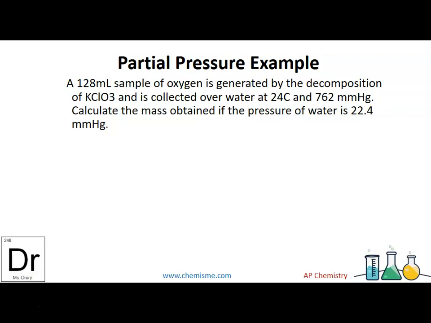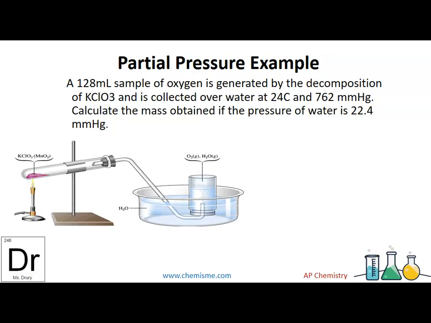Here's another case of partial pressure. A 128 milliliter sample of oxygen is generated by decomposition of KClO3 collected under water at 24 degrees, room temperature, and 762 millimeters of mercury, so slightly above sea level. Calculate the mass obtained if the pressure of the water is 22.4 millimeters of mercury.